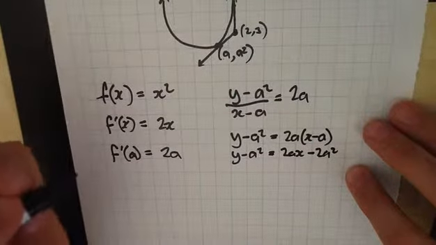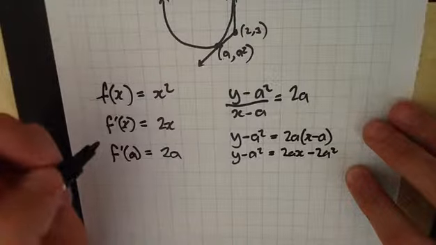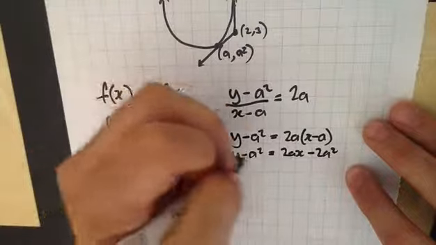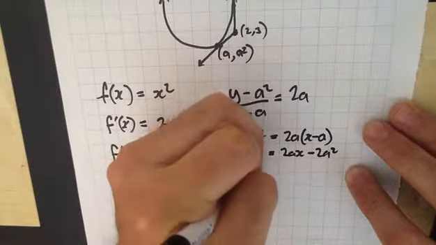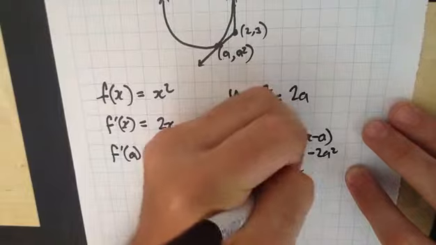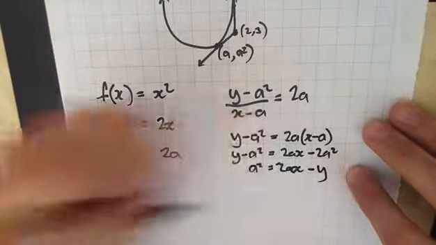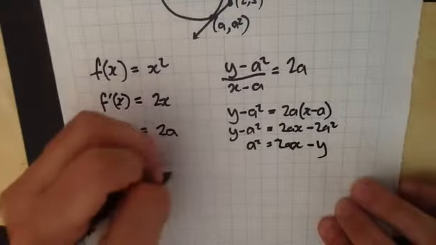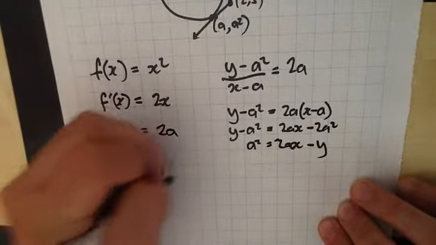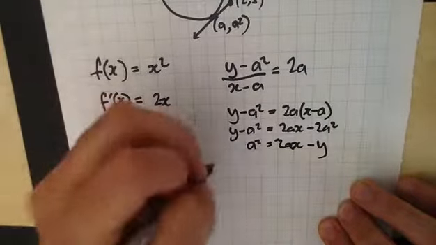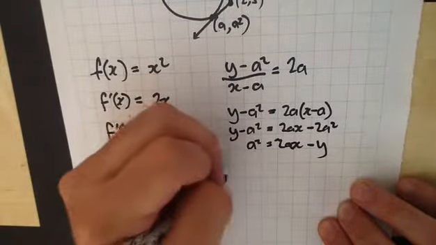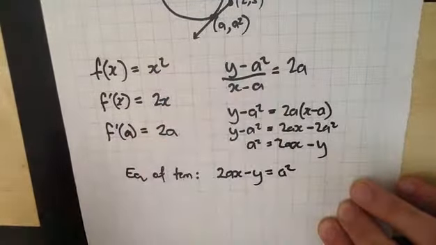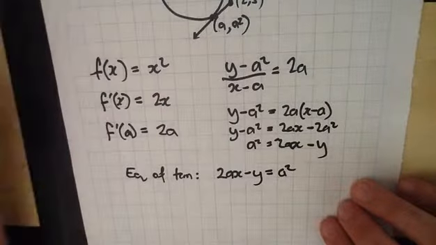Let's collect up the like terms. So that would be a squared is equal to 2ax minus y. So that's the equation of the tangent. I'll write that out bigger again. So the equation of the tangent is 2ax take y is equal to a squared. That's the equation of the tangent that touches at that point.